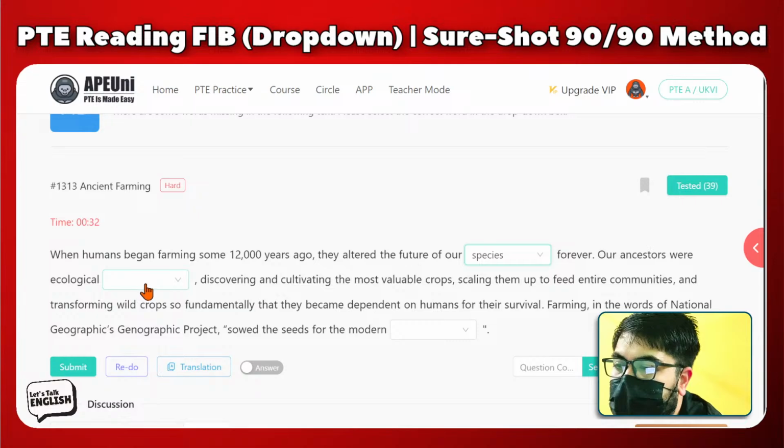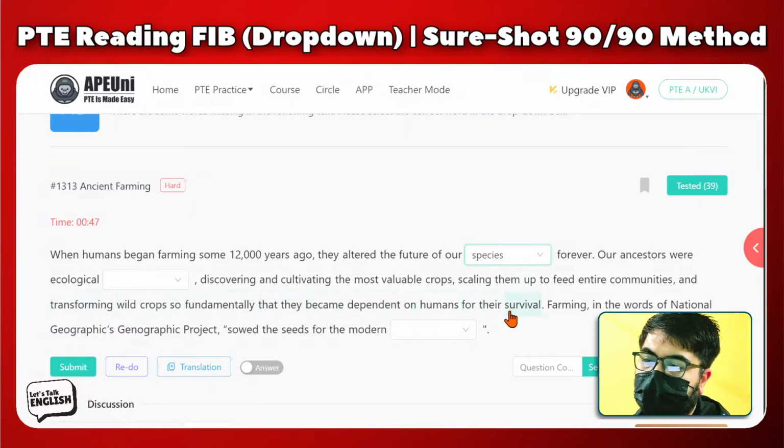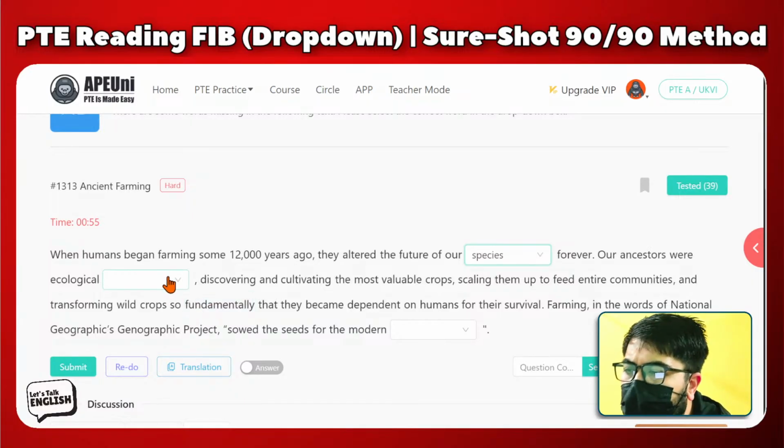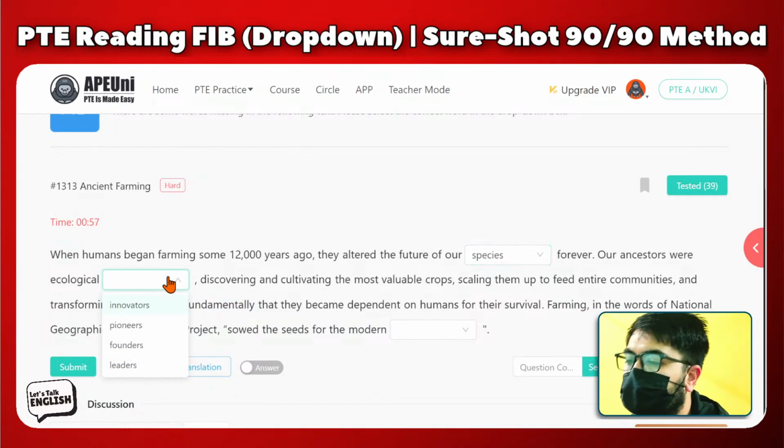Our ancestors were ecological something, discovering and cultivating the. Okay, so we're off to discovering and cultivation, scaling, feed entire communities, transform crops so fundamentally that they became dependent on humans for survival. Huh? Oh, okay. I thought they were going to eat them.